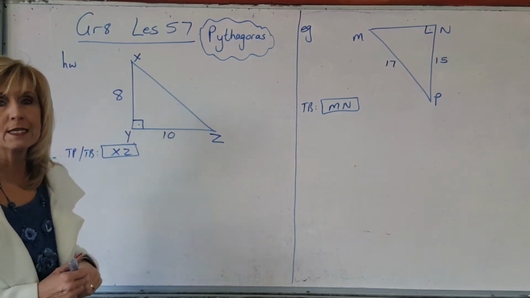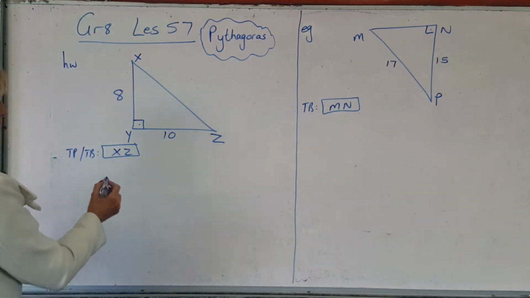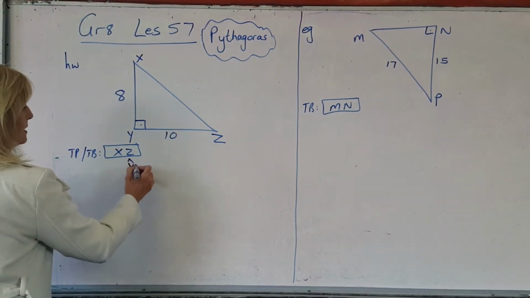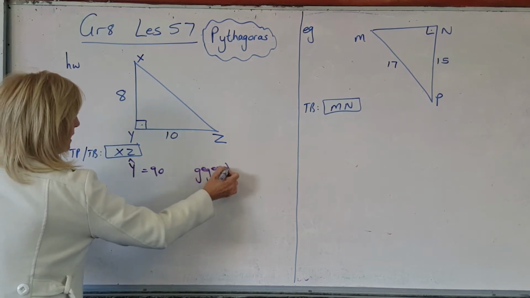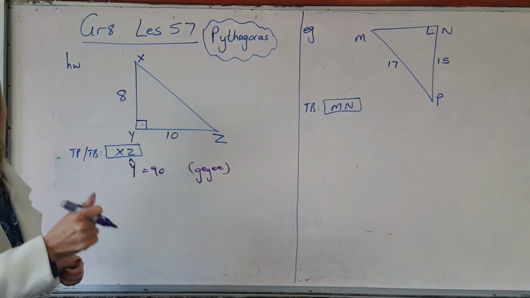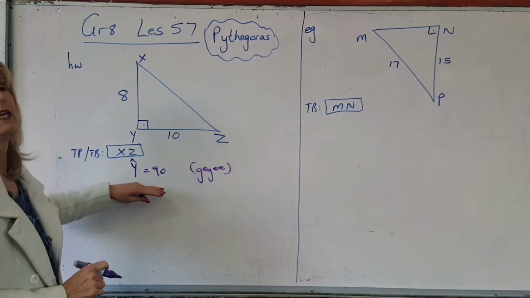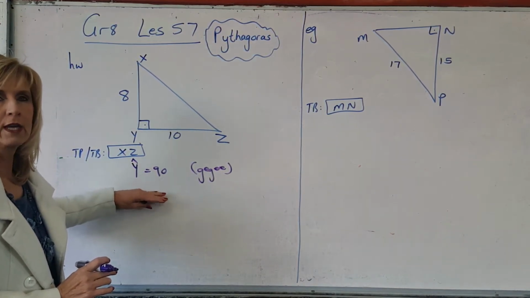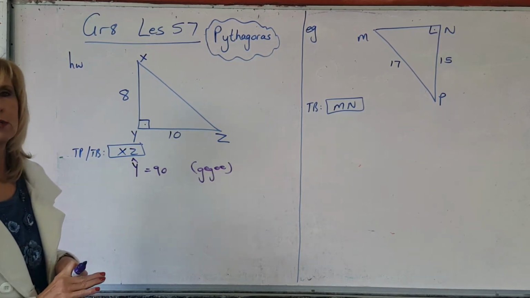Met ander woorde, die eerste ding is, dit moet 'n reghoekige driehoek wees. How do I make sure it's a right-angled triangle? I say, okay, I see that y is 90 degrees, given. So that means I've got the go ahead, I've got the ticket, the pass to go into Pythagoras. As ek nie hierdie ingangskaartjie het nie, kan ek nie na Pythagoras toe gaan nie. Hy is reghoekig, so daarom kan ek Pythagoras toe gaan.